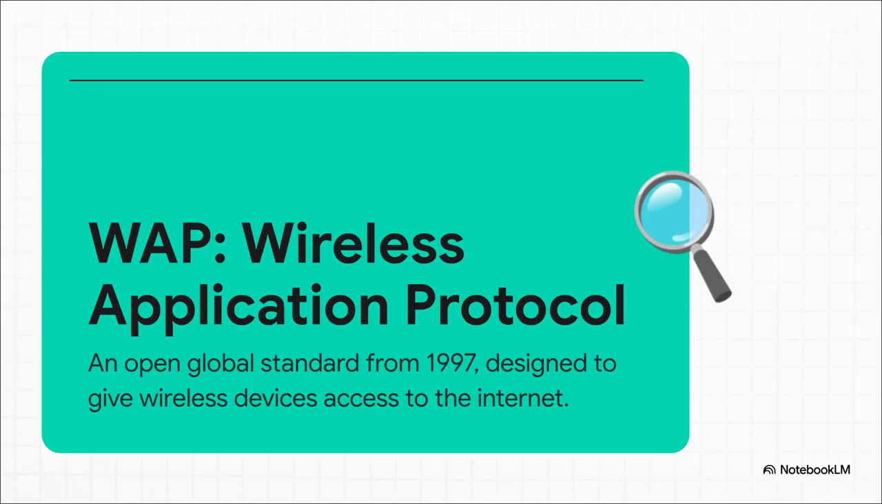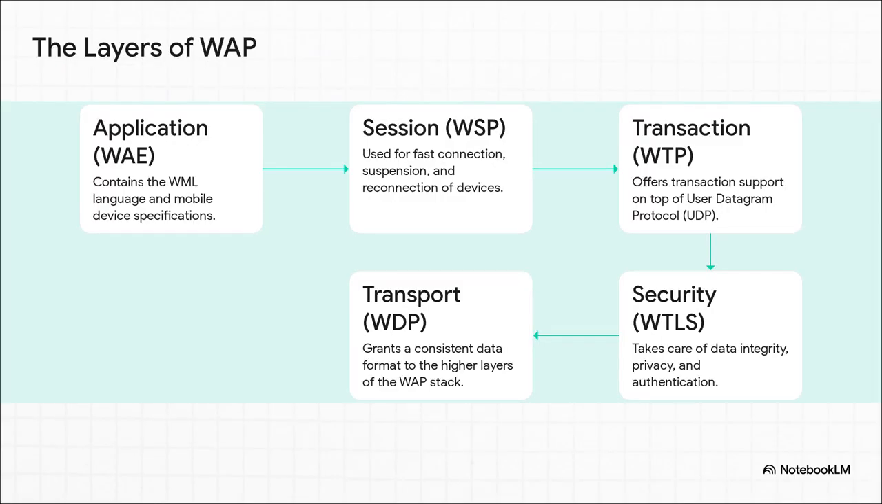You can think of WAP as a super smart translator and a super efficient delivery service all rolled into one. Its whole job was to make internet stuff light enough to travel over those slow wireless networks and simple enough to actually show up on a tiny screen. And WAP wasn't just one single thing. It was a whole stack of technologies. Kind of like a layer cake.